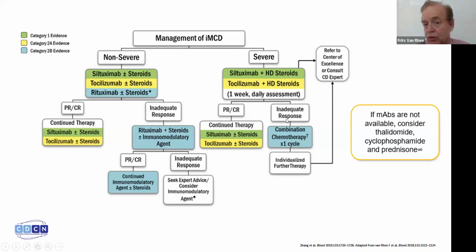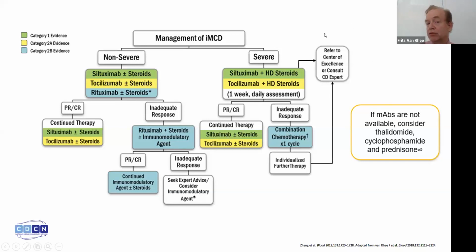If there's no response, then one can consider giving combination chemotherapy, which is a very difficult decision since these patients are often quite critically ill. They don't have a cancerous disorder, and then one proposes to give combination chemotherapy like CHOP or something different that we use for myeloma, like VDT-PACE. Obviously, patients respond. You taper down the steroid dose and continue them essentially lifelong on siltuximab.